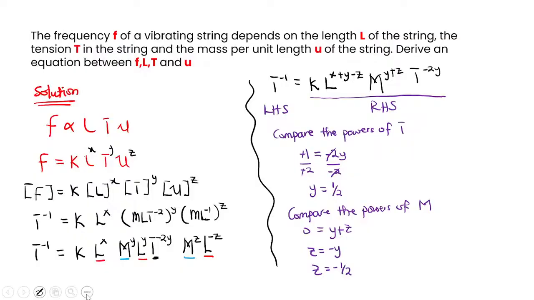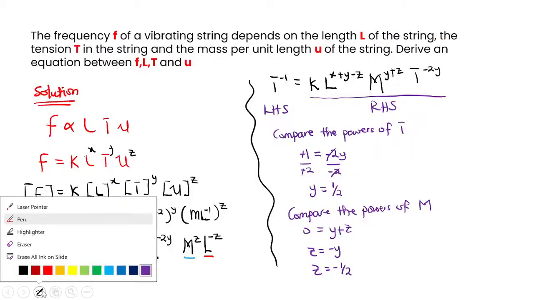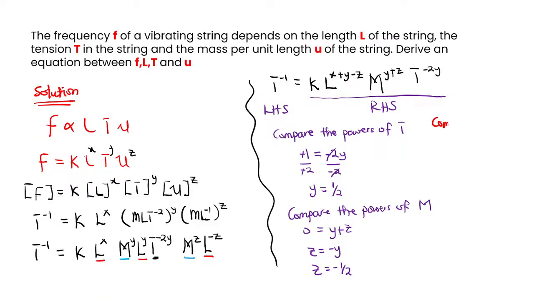The next one I will do is that I will now compare the powers of L to find my next answer. So to do that, I'll use red. So I'll compare. So over here, I will maintain the 0. My x is still unknown, but my y is positive half. Then the negative here is here, and then the z itself is negative half.